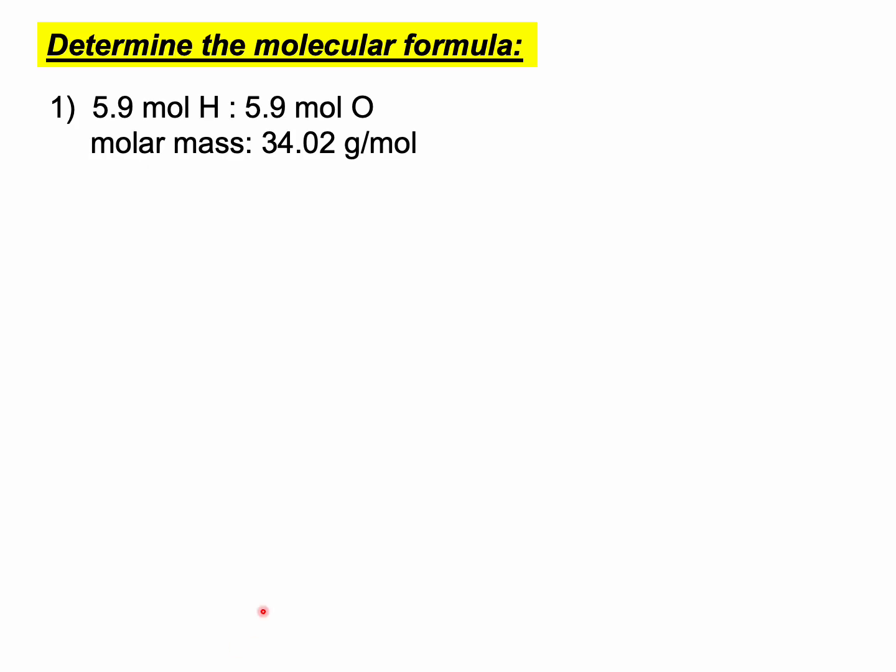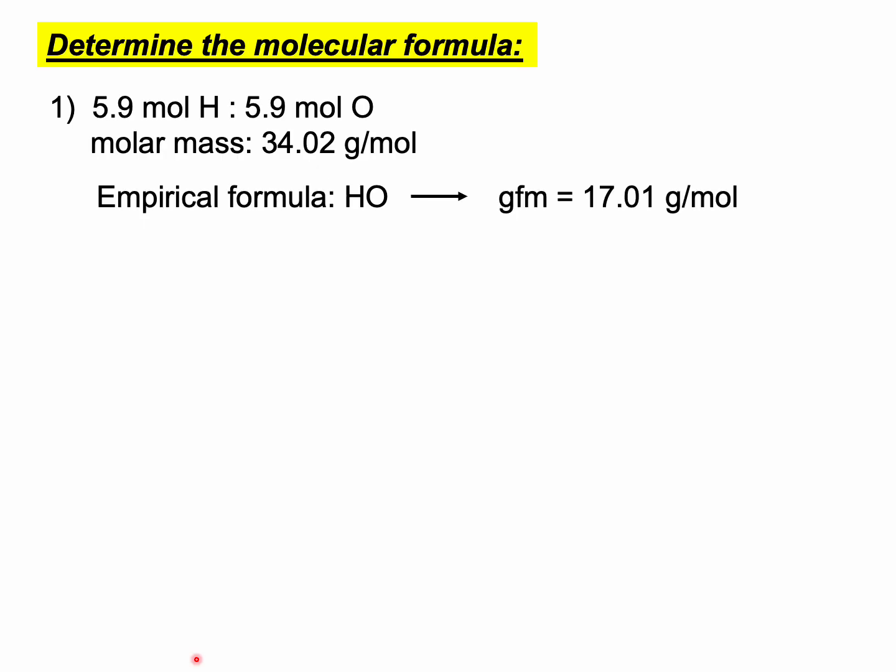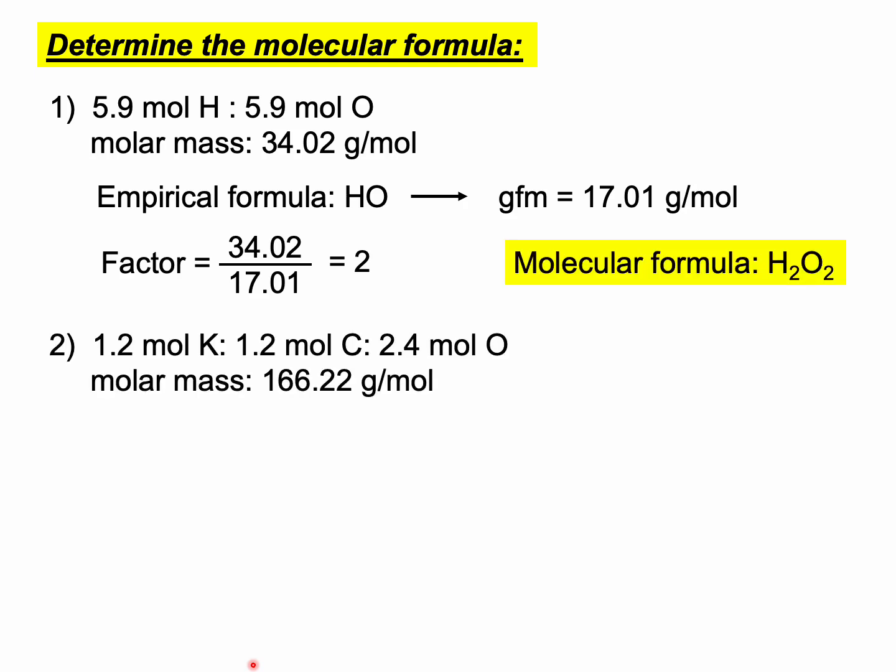All right, so back to those examples we were looking at when we were doing the empirical formula. We had our first example, which had an empirical formula of HO, where the molar mass that we're given is the big GFM, the one for the molecular formula. We find the small GFM, 17.01. Our factor is going to be 34.02 divided by 17.01, which is 2, which means that the molecular formula is H2O2, or hydrogen peroxide.